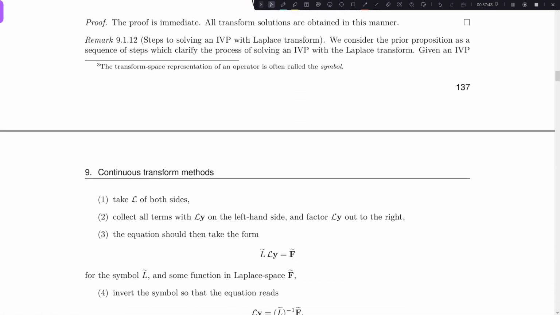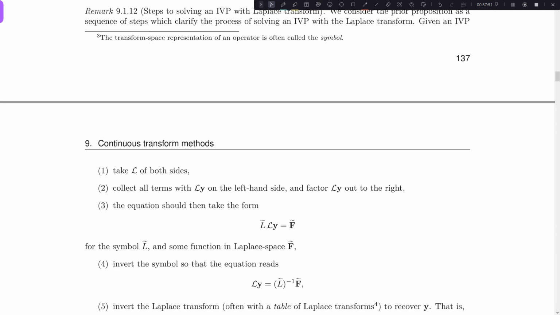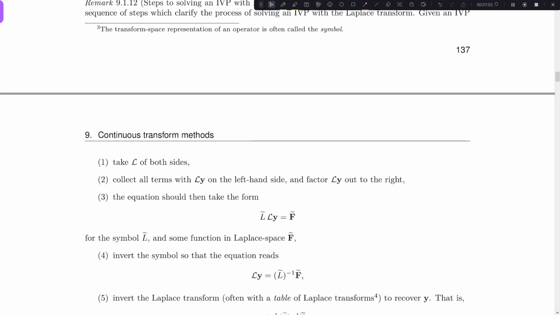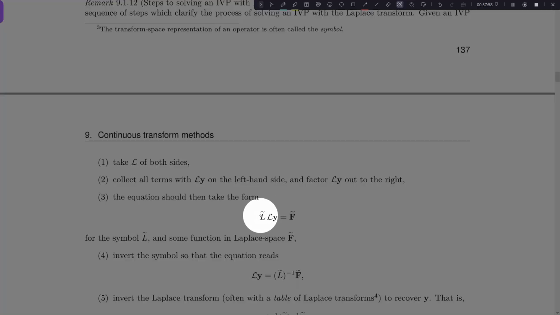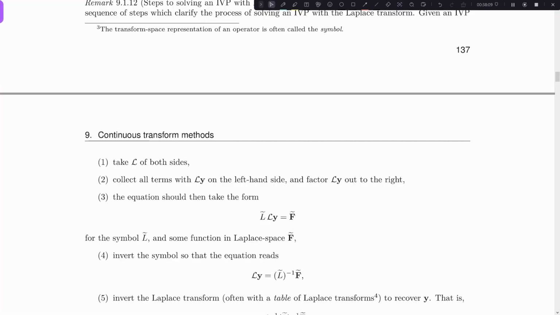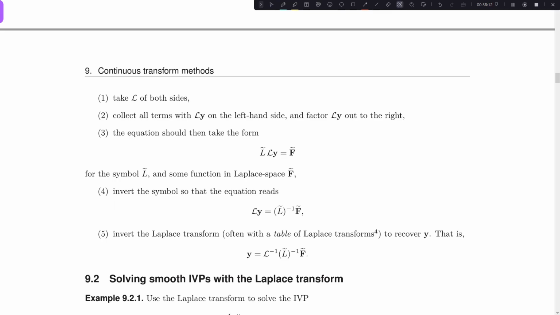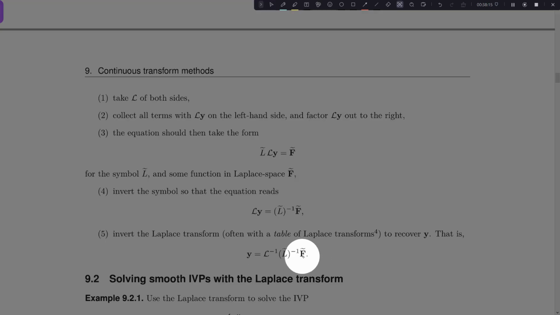Take the Laplace transform on both sides, collect all terms with the transform of y on the left-hand side, and factor out the Laplace transform of y to the right of those terms. You should end up with something like this: the symbol times the Laplace transform of y equals the Laplace transform of f. Then I'm going to invert the symbol, and then invert the transform of y. This is another representation of what I'd written in my proposition: the transform of f, the inverse of the symbol, the inverse transform of everything gives me y.